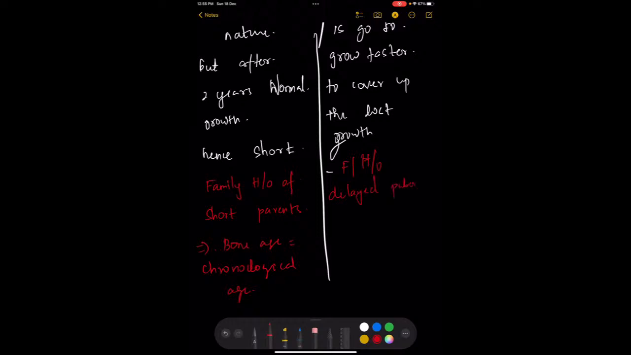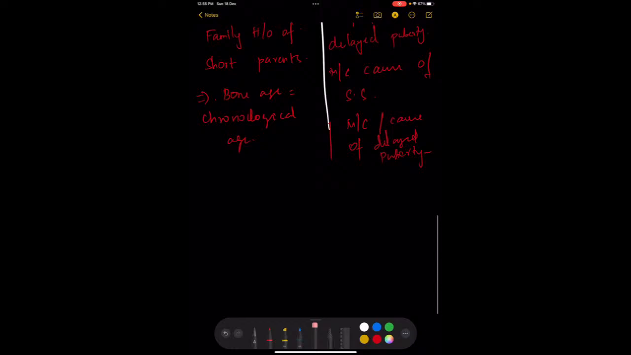Delayed puberty is noted. The most common cause of short stature is constitutional delay, which is also the most common cause of delayed puberty. We all know delayed puberty. So this is constitutional delay, the most common cause of short stature worldwide.